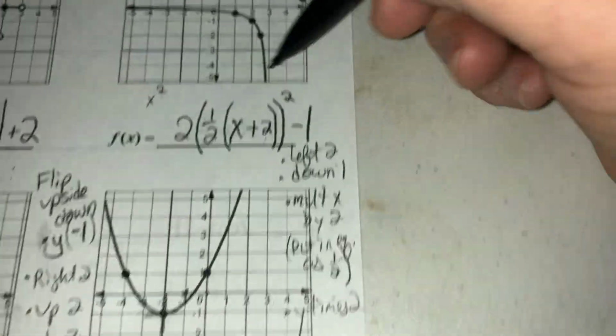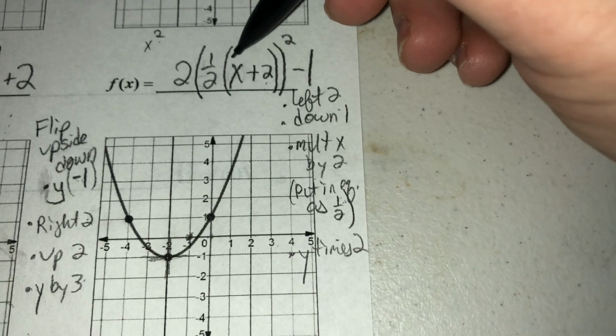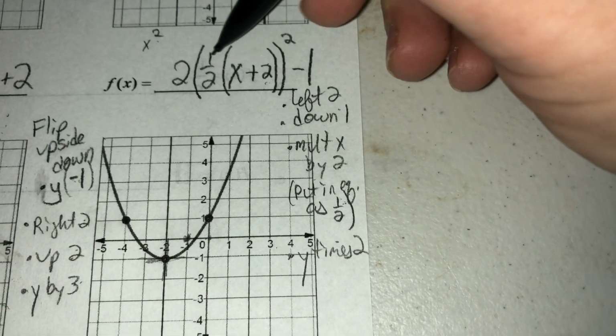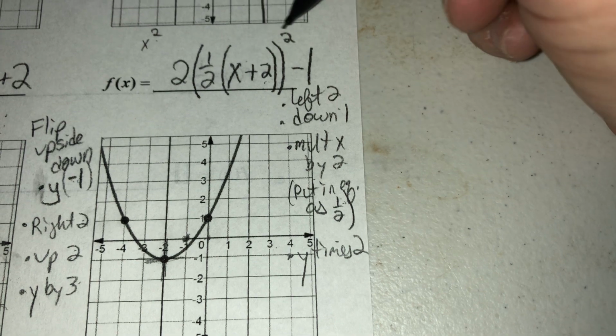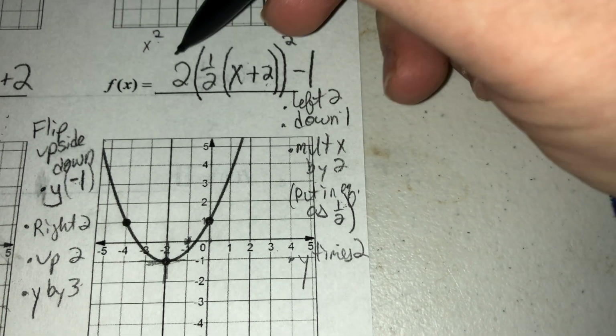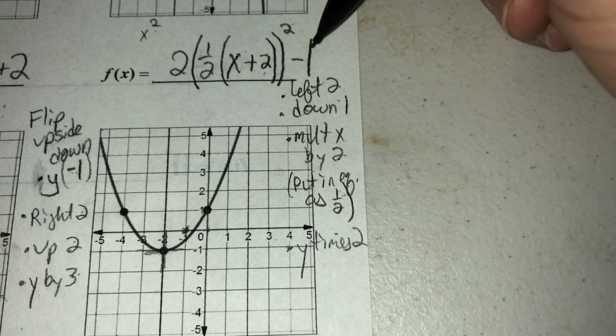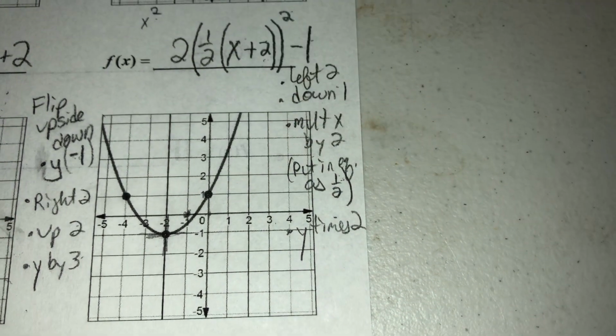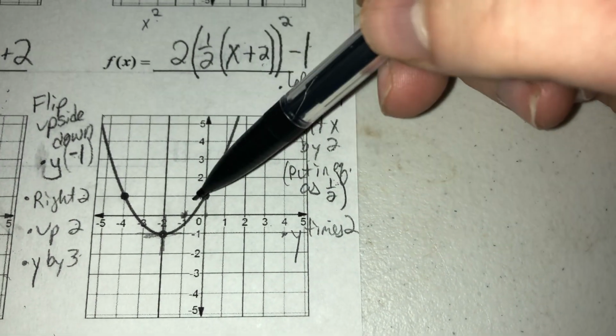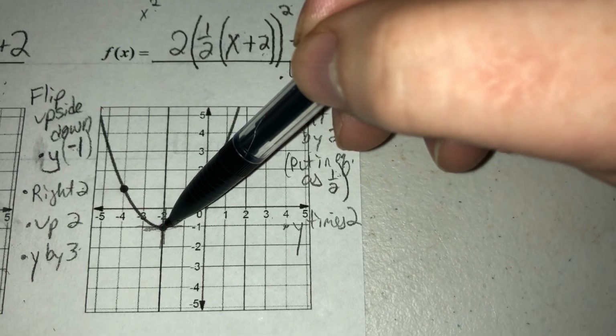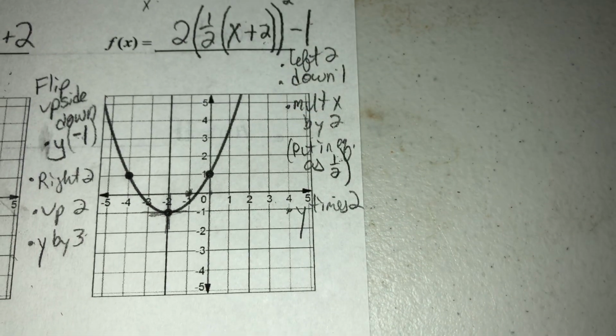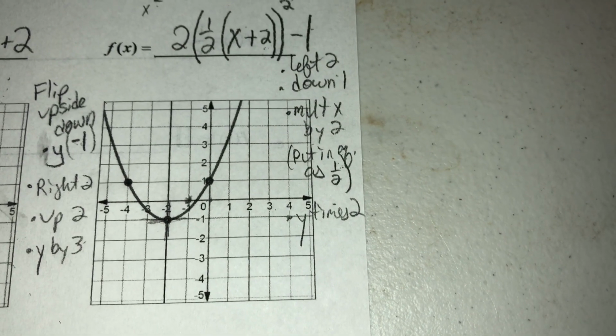Let's try in my equation. So if I plug in 0, 0 plus 2 is 2. Half times 2 is 1. 1 squared is 1. 2 times 1 is 2. 2 minus 1 is positive 1. Ooh! Feel free to go ahead and check the vertex. You can also check this point over here. But you have to check a point.